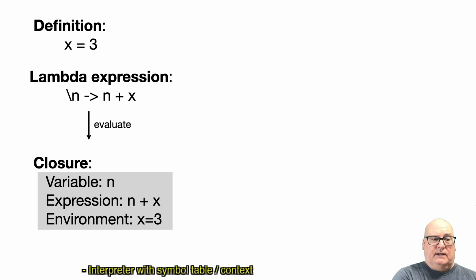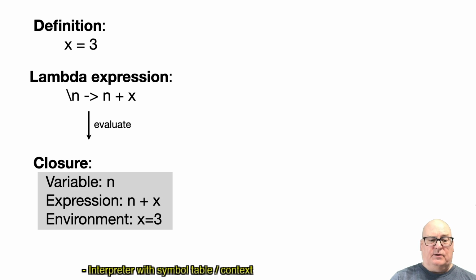So in lambda n goes to n plus x, n is a bound variable. It's tied to the argument. X is a free variable. It's just kind of floating around. It's defined in some sort of outside environment. And when we define this thing, we want to capture that outside environment and use that for the definition of x. It matters more when you start nesting things more than this.